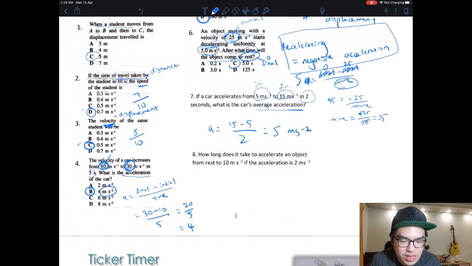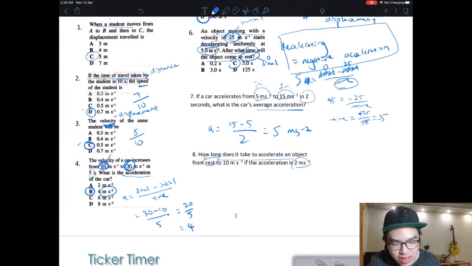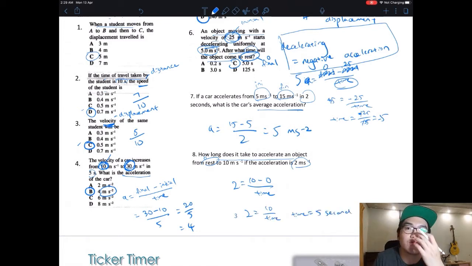Number 8. How long does it take to accelerate an object from rest to 10? Again, rest is 0. If the acceleration is 2, now they don't give you the time, they want you to calculate the time. So again, acceleration is 2. Just substitute in, make it fast. 0 to 10, so 10 minus 0 over time. So 2 equals 10 divided by time, so your time is 5 seconds. Please don't ignore the unit, you might lose marks there. Very simple. Let's go to the next subchapter.